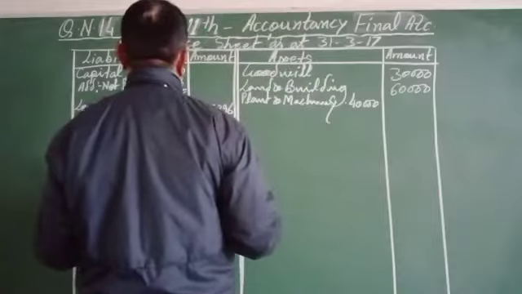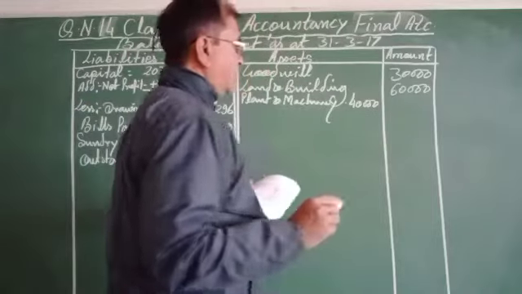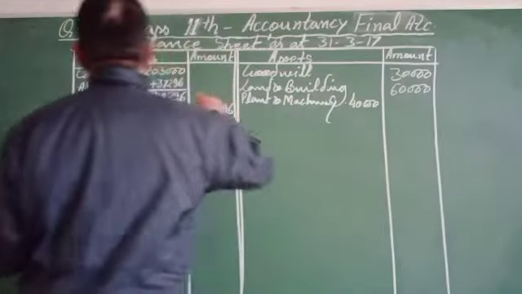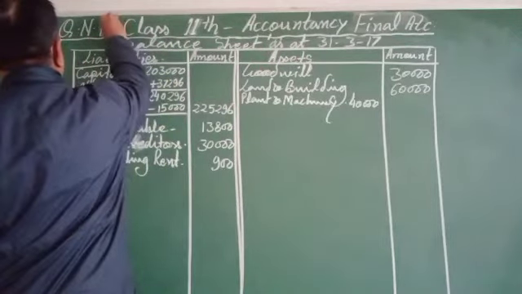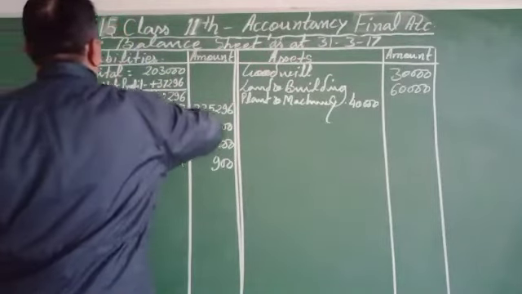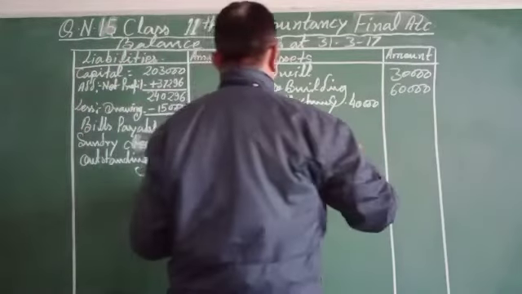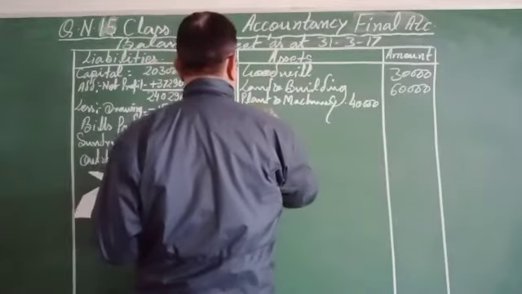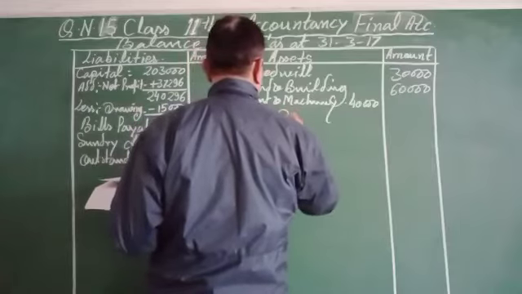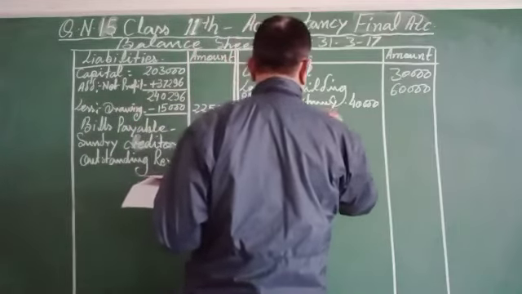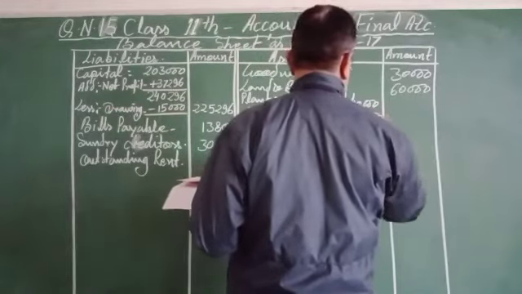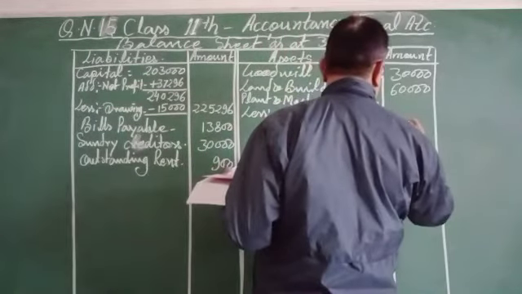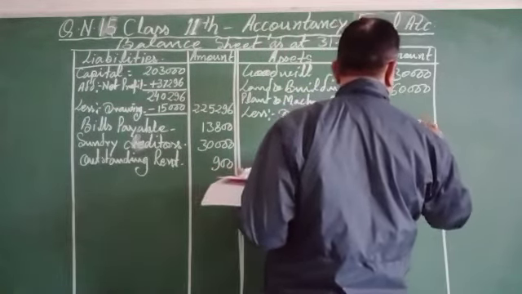This is the balance sheet of question number 15. 40,000 less depreciation: depreciation minus 2,000 is equal to 38,000.